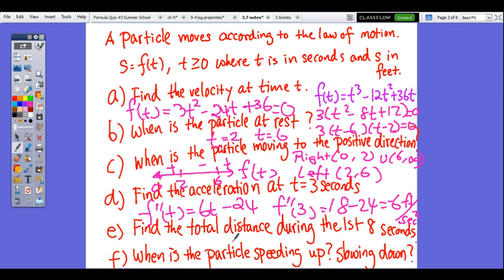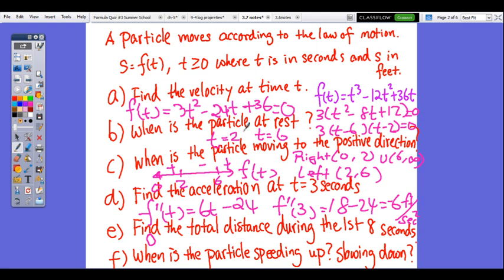Okay, so I need more space for this one here. Let's find out the position at 0 seconds. The position at 0 seconds is going to be 0. And then the position at 2 seconds. So we plug in 2 back into the original function, find the position there, and then subtract. After that, you plug in 6 back into the original function, and then 8.